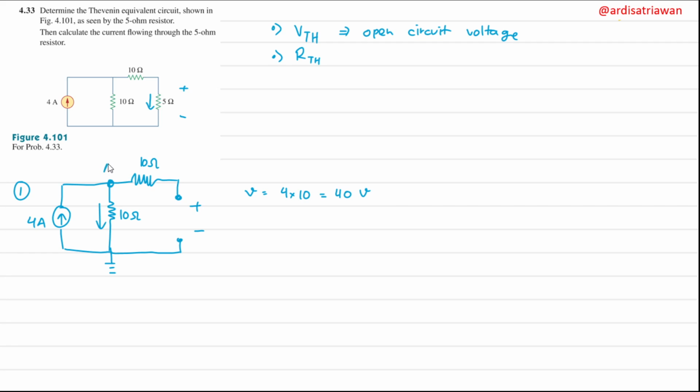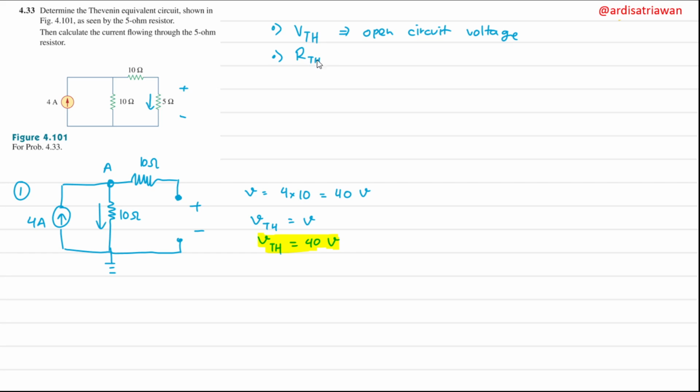So let's name this A. Because there is no current that passes through this 10 ohm resistor here, the voltage here will be the same as the voltage at node A. So the open circuit voltage will be equal to V, which is 40 volt. Okay, now this is the first thing that we need to save.